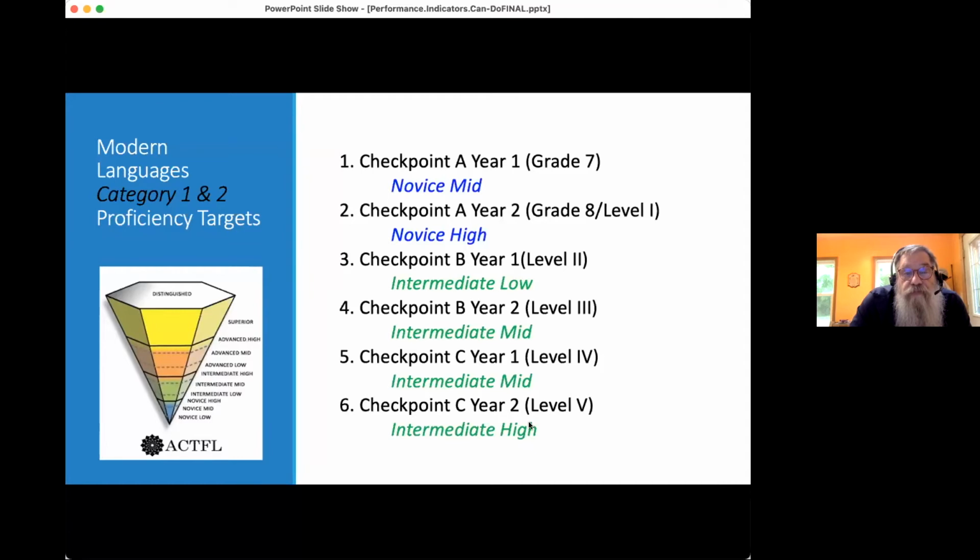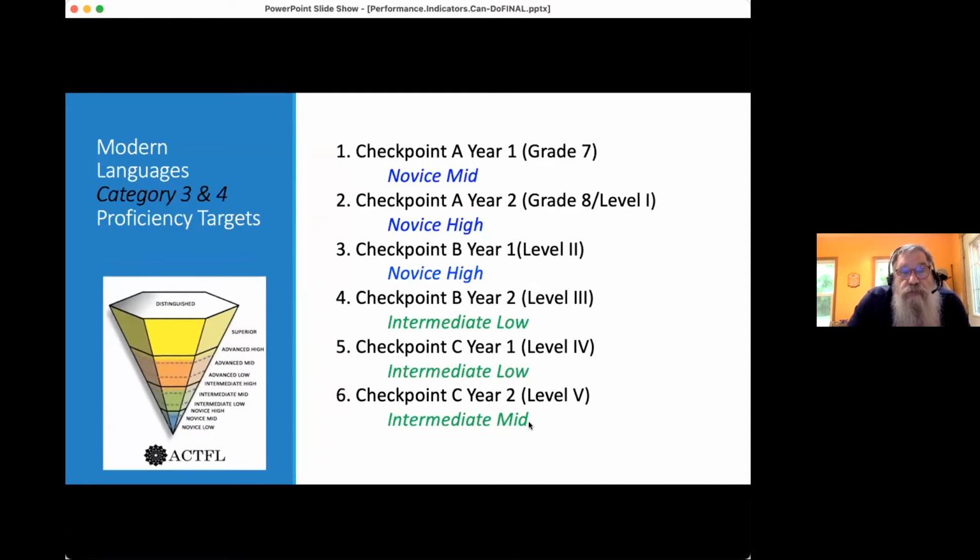For Category 3 and 4 languages, these are languages that do not use Roman script, like Japanese, Chinese, Arabic, and Russian. These languages have a slightly longer time for English speakers to learn, and therefore the proficiency targets have been modified accordingly, again, based on many years of research on how much contact time it requires to acquire these languages at the different proficiency levels. So at the end of Checkpoint A, the target is novice high, at the end of Checkpoint B, intermediate low, and at the end of Checkpoint C, intermediate mid.